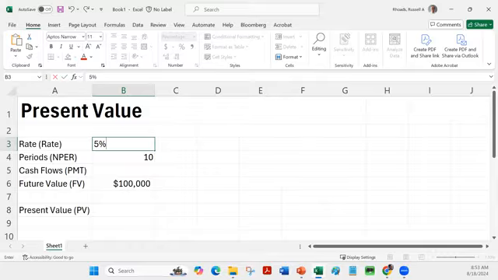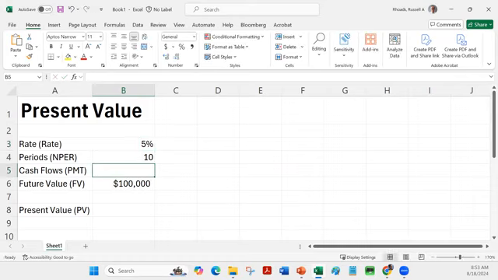And the interest rate we're going to use is the interest rate that we believe we would receive if we were to deposit money elsewhere. But we're looking at depositing money here where they're promising us $100,000 10 years down the road. And then cash flows, for the moment, I'm going to put 0. I want to solve for just the present value of $100,000 at 5% over 10 years, and then I'll incorporate the cash flows, and we'll circle back to that in a second.